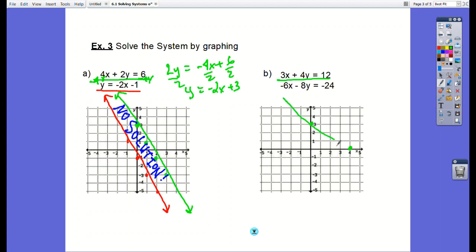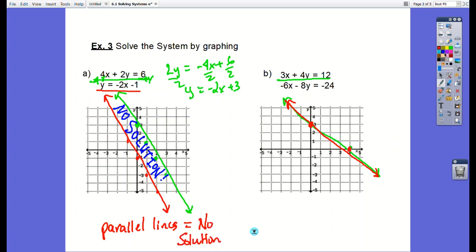And it looks like that'll probably be enough points, because if we find the x-intercept here, plug in 0 for y, you get out a 4 for x. Plug in a 0 for x, you get out a 3 for y. You have the same intercepts, which means you have the same line. So these are one on top of the other. So when you have parallel lines, equal no solution.